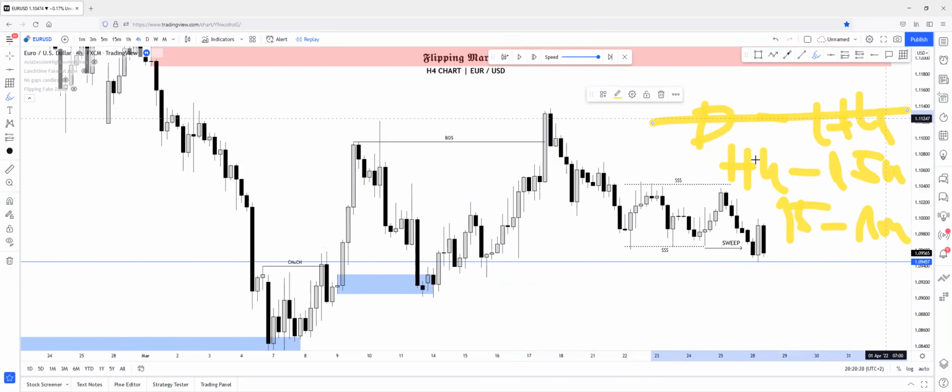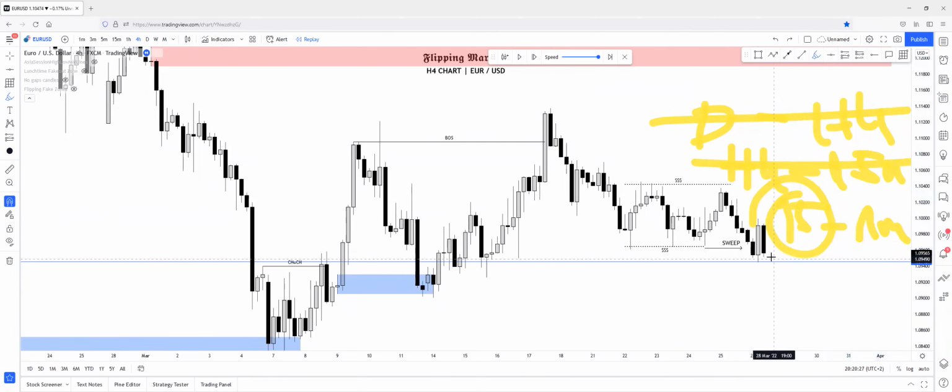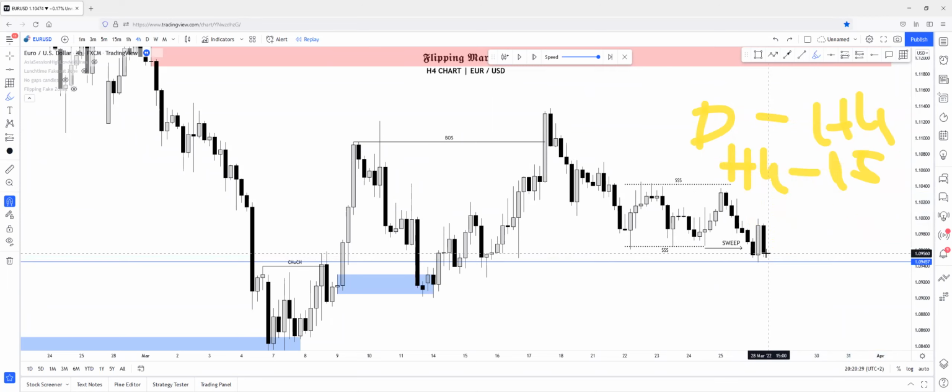So the daily has been confirmed, 4-hour has been confirmed, 15-minute has been confirmed, and we are waiting for the 1-minute inside of the 15-minute confirmation. So as I said, right here at this region, we are waiting for a 15-minute confirmation. I mean, a 1-minute confirmation inside of a 15-minute zone.